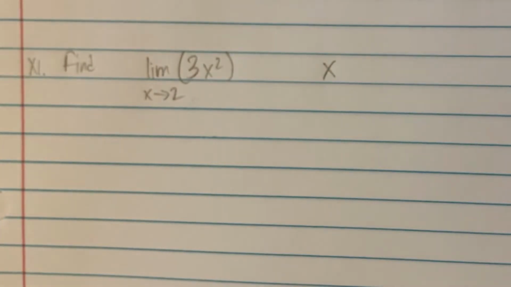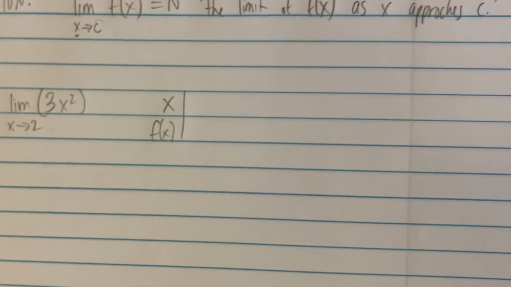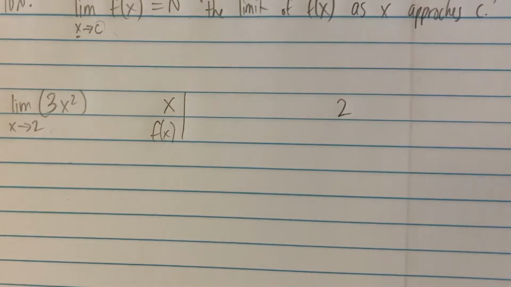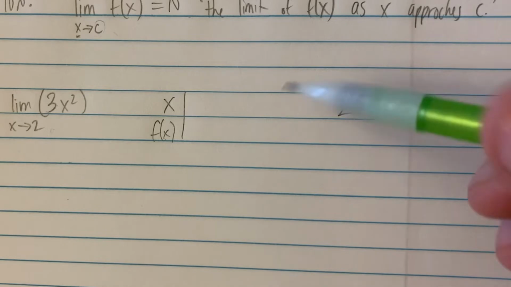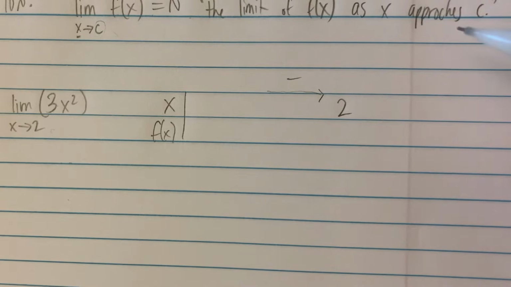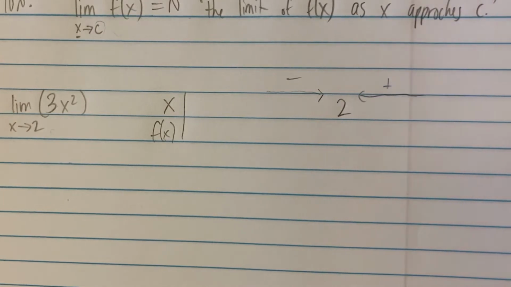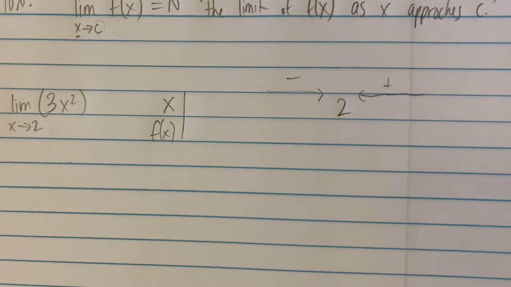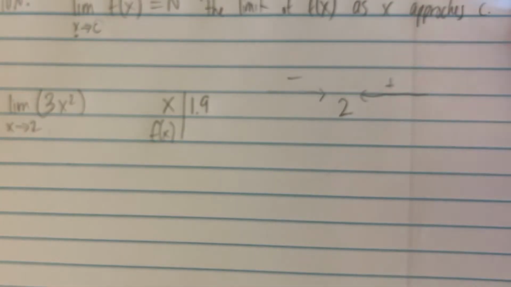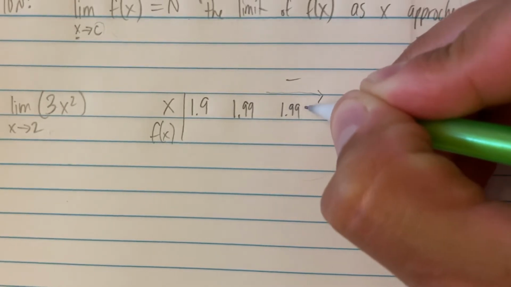I want to choose some x values, and I want to evaluate the function at these x values and see what happens. I'm going to use the number 2, because this is how x approaches 2. And I'm going to see what happens as the values get closer and closer to 2 from the small side, or what they say from the negative side, and what happens to the function as x gets closer and closer to 2 from the positive side. Now let's choose some numbers. From the negative side, I want to choose a number that's very close to 2, like 1.9. I want to choose a number that's close to 2, like 1.99. And I want to choose 1.999.